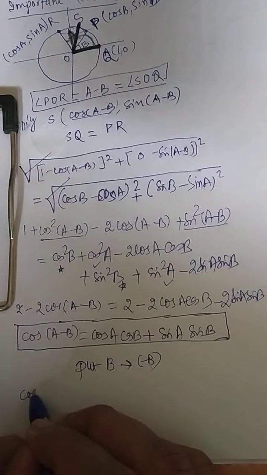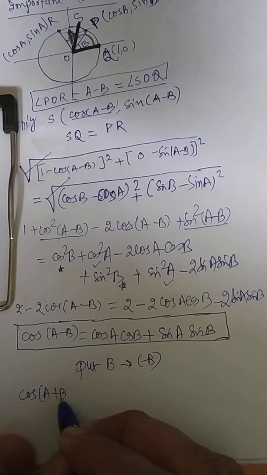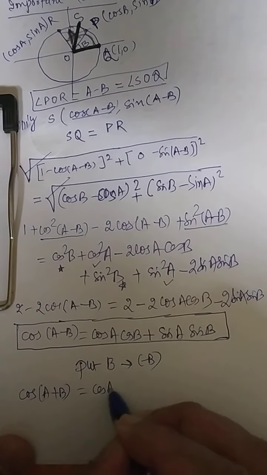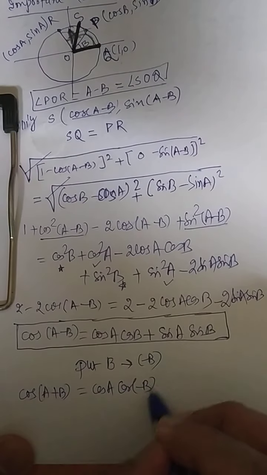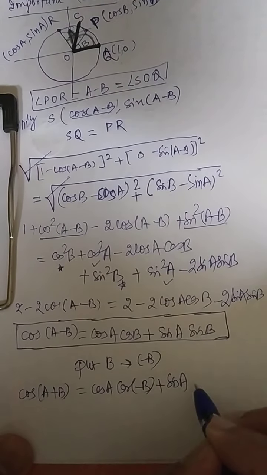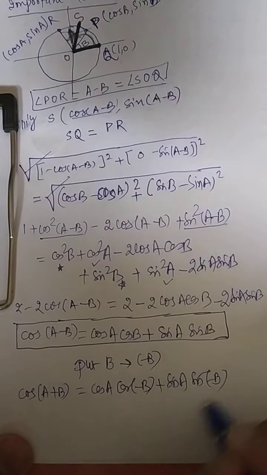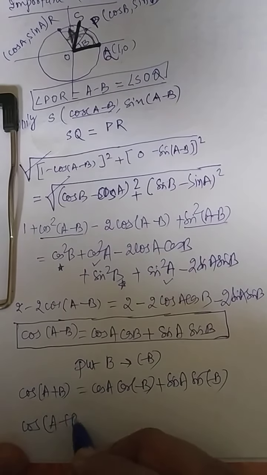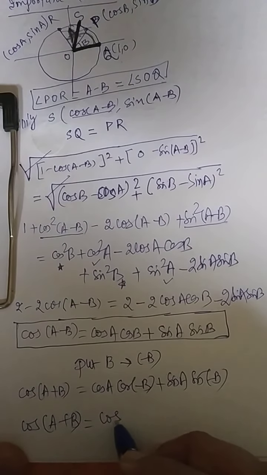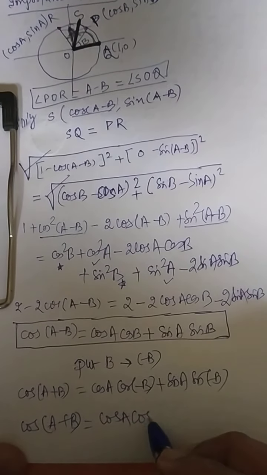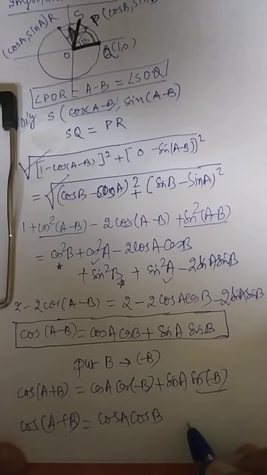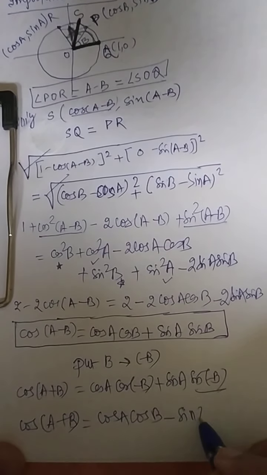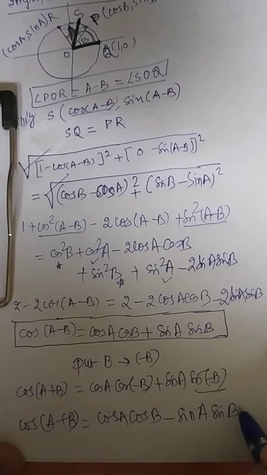So what is the left hand side? It will be cos of a plus b equal to cos a cos of minus b plus sin a sin of minus b. Now the left hand side is nothing but cos of a plus b only. This is cos a, but cos of minus theta is, sin of minus theta is what? Minus. So this is another remark.